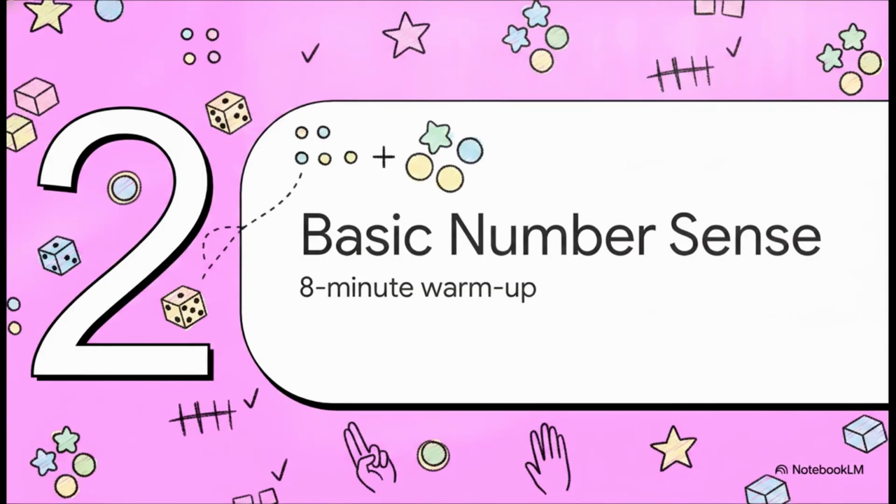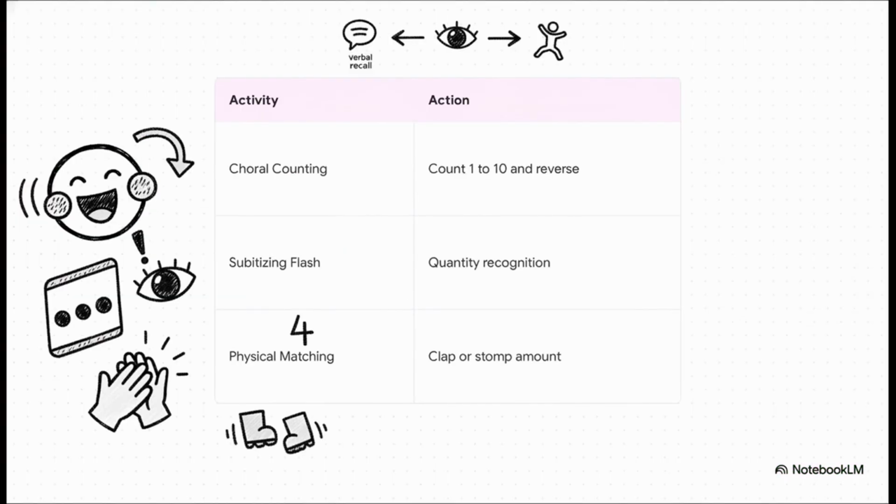That brings us to step 2, activating basic number sense. The first 8 minutes of the lesson are all about utilizing quick-fire activities to activate the brain. It kicks off with choral counting, where students count aloud forward to 10 and then hit reverse. Next up is a subitizing flash. This is where the teacher shows a card with, say, 3 dots for literally just 2 seconds. The goal? Immediate quantity recognition without counting the dots one by one. And finally, physical matching. The teacher calls out a number, like 4, and the kids immediately clap or stomp 4 times. We're rapidly shifting them from verbal recall straight into visual recognition and ending with physical action.